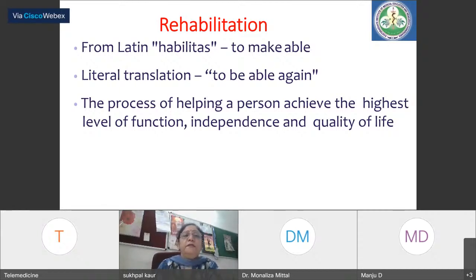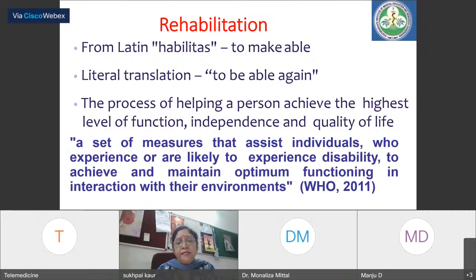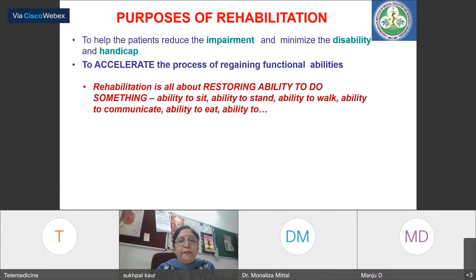It has been taken from the Latin word habilitans, which means to make again or to be able again. So it is the process of helping a person achieve a higher level of function, independence, and quality of life. As per WHO, it is a set of measures that assist individuals who experience and are likely to experience disability to achieve and maintain optimal functioning in interaction with their environments.